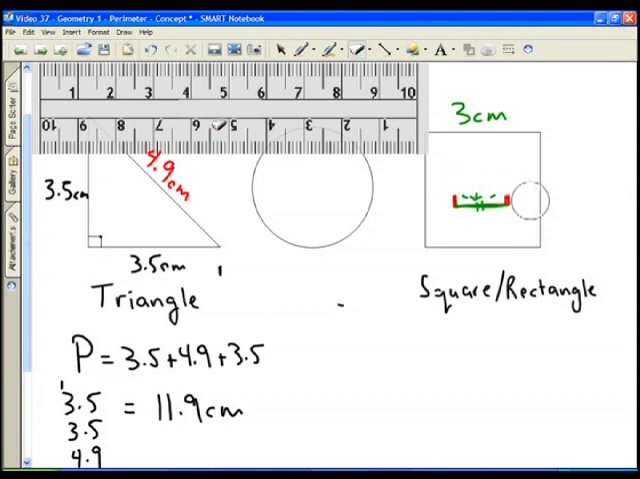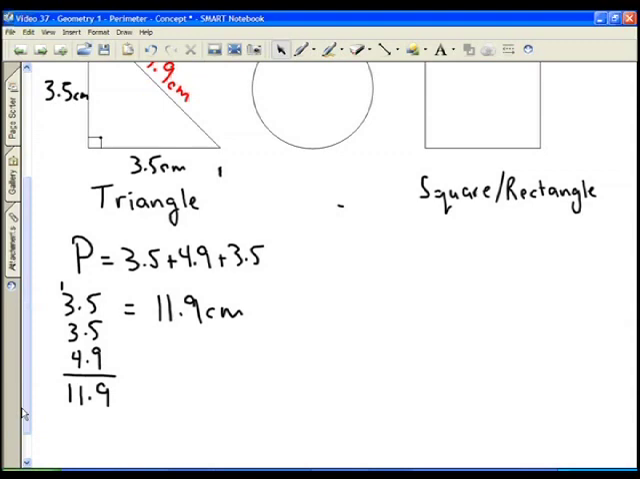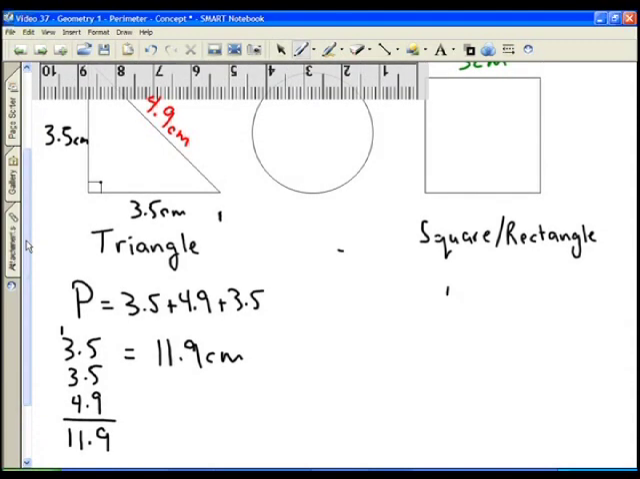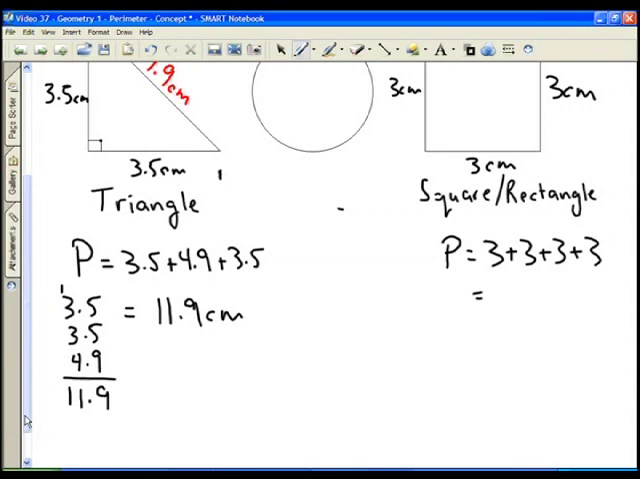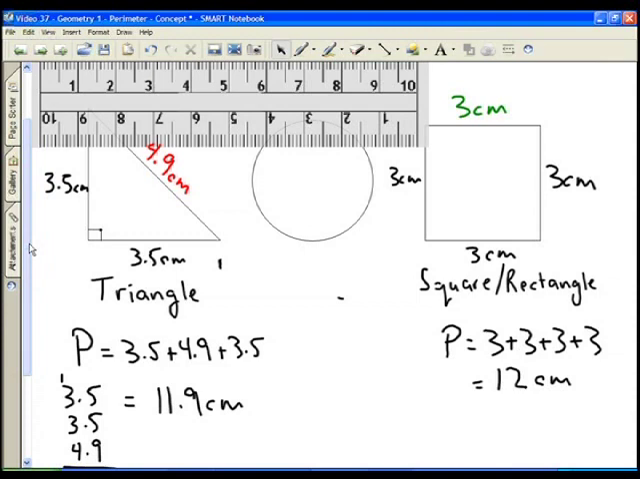Now, it turns out with a square that all of our distances are the same. So the perimeter for the square is going to be 3 plus 3 plus 3 plus 3. Because if one side is 3 centimeters, then all of the sides are 3 centimeters, provided that it's a square. And so we get here that the perimeter is equal to 12 centimeters. Now notice that those two are pretty similar.